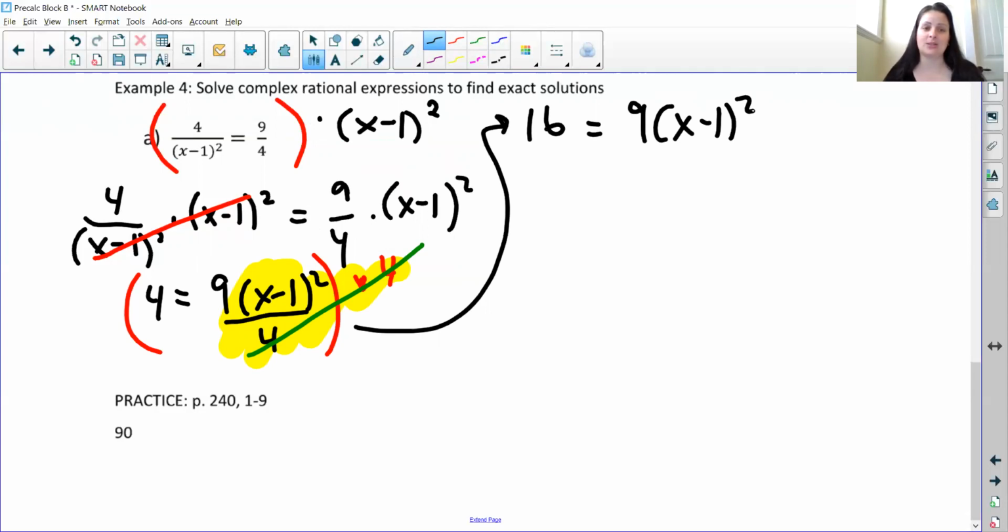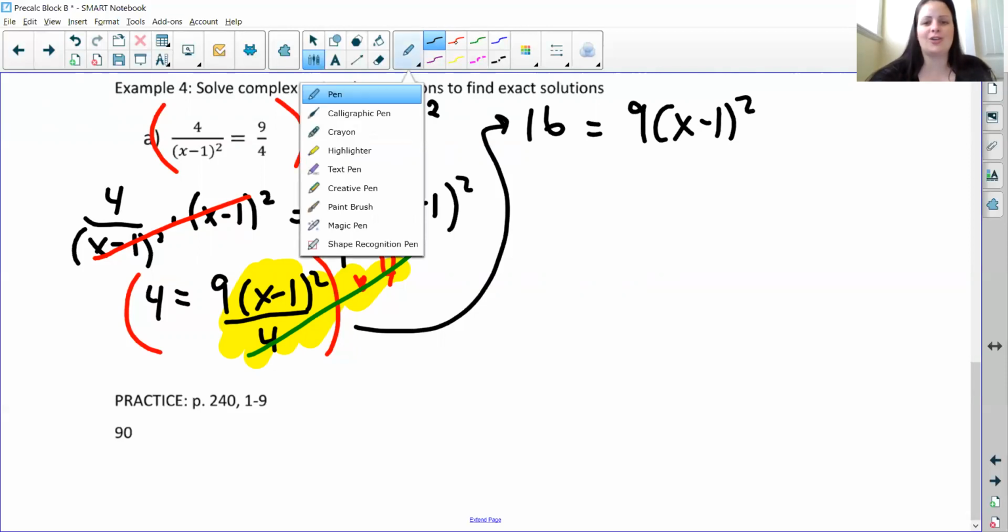Now we could have done it all at once in that first step when we multiplied everything by x minus 1 squared. We could have actually multiplied everything by 4 times x minus 1 squared. But if we haven't gone over that unit, take it slow, do one at a time, just get rid of all your denominators by multiplying by all your denominators, and you'll end up with what we have now.